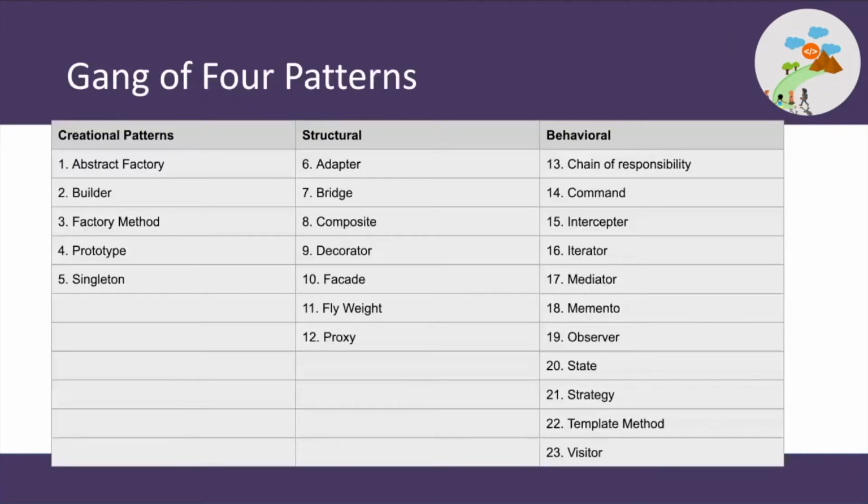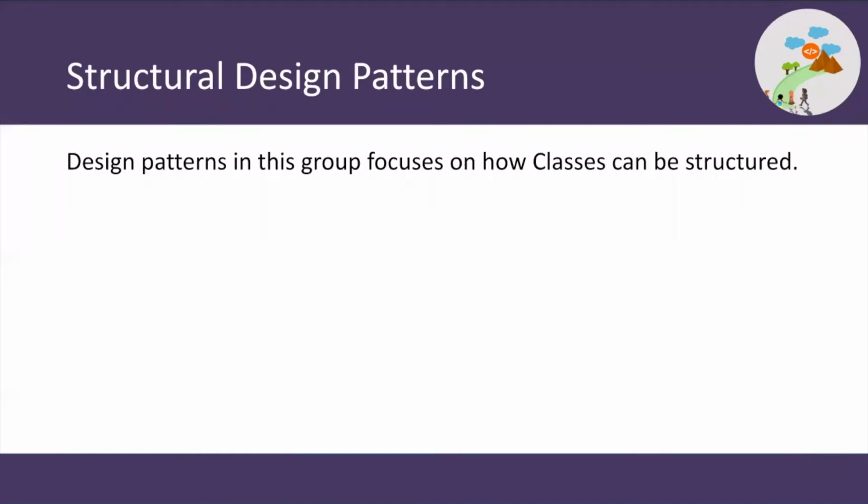In the last 3 sessions, as we discussed, the gang of 4 patterns consist of 23 patterns, and they have been categorized in 3 groups: creational, structural, and behavioral patterns. We saw creational patterns in the last episode. Today we are going to see one example from the structural pattern and one example from the behavioral pattern. So let's start on code directly.